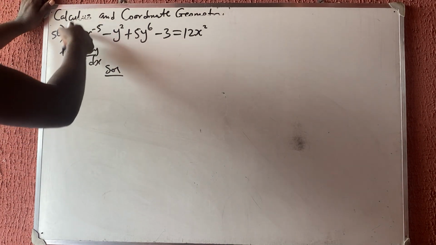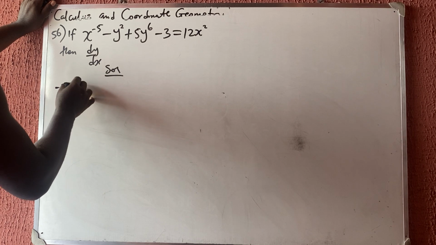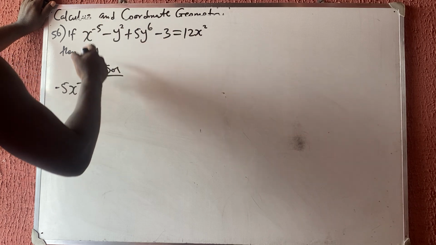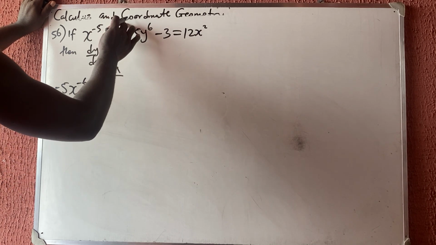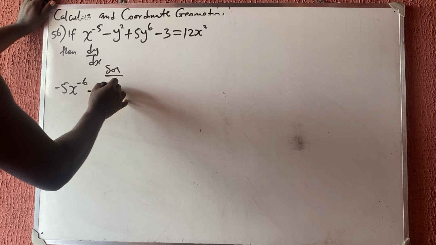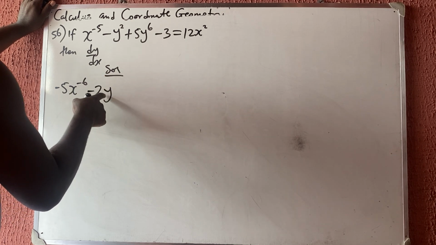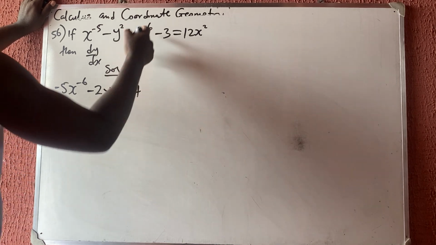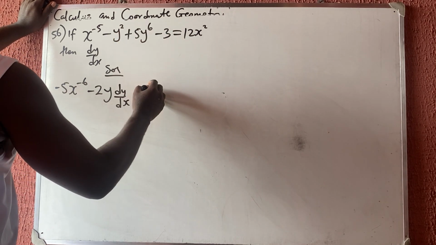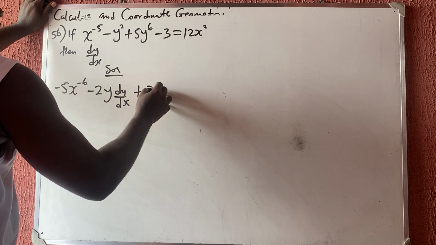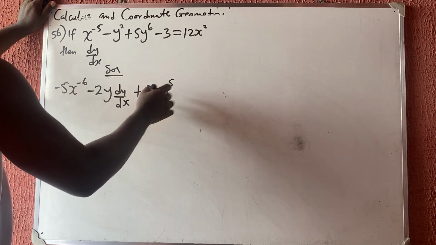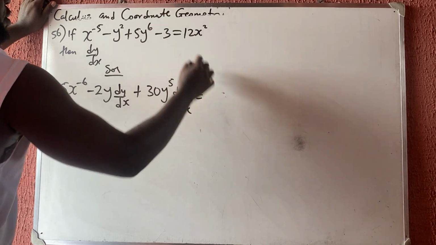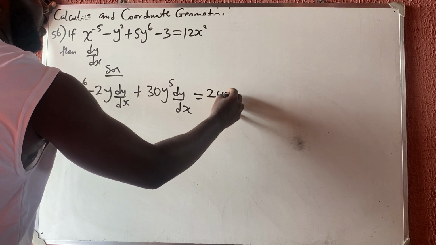So if I differentiate this one, I'm going to have -5x^(-6): multiply by the power, remove 1 from the power. Then for this one, multiply by the power, you have -2y, remove 1 from the power, I'm going to have y to the power 1, which does not mean anything. And since I differentiated y, I must attach the dy/dx to it. Then plus 6 times 5 is 30, so 30y^5, and because I differentiated y, I will attach the dy/dx to it. Differentiation of a constant is 0. So differentiation of this one will give you 24x.